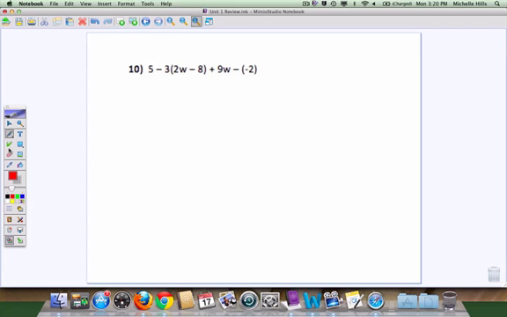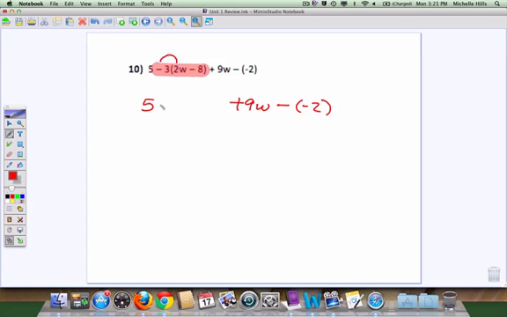Here, I do have a distributive property part. I have this negative 3 times this 2w minus 8. So everything that's not that distributive property, I'm just going to copy down. 5 plus 9w minus negative 2. This is not a distributive property part. There's not two different terms inside this set of parentheses. It's just minus negative 2.